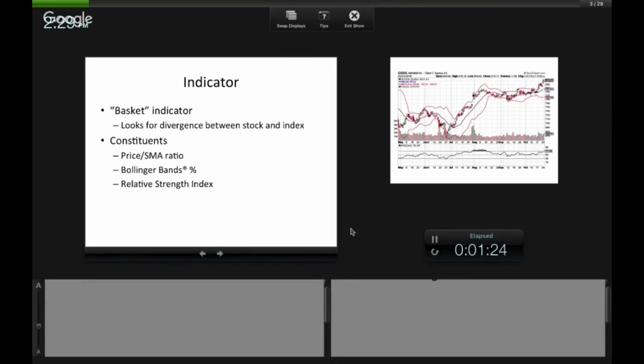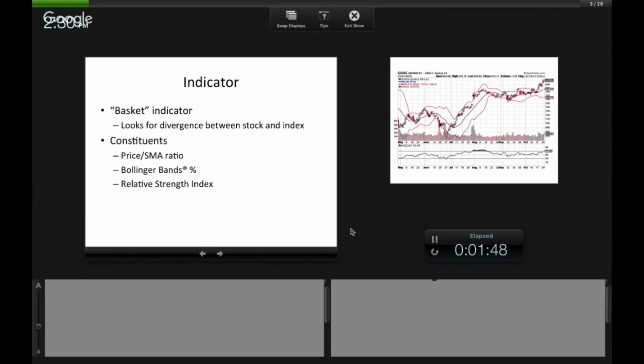So the constituent indicators I'm using for my custom indicator are the price to SMA ratio, which is exactly what it sounds like. You know how to calculate the SMA. It's just the last n days added up and then divided by however many days. The price to SMA ratio will just be today's price divided by that period SMA. So it's effectively a ratio where 1 means today we're right at the SMA, greater than 1 means we're above it, less than 1 means we're below it.